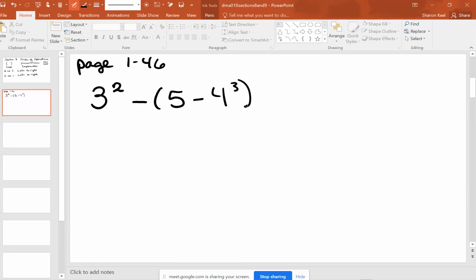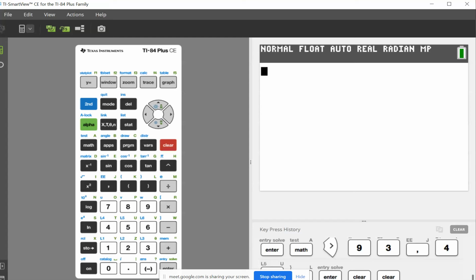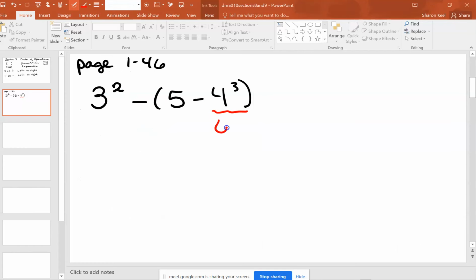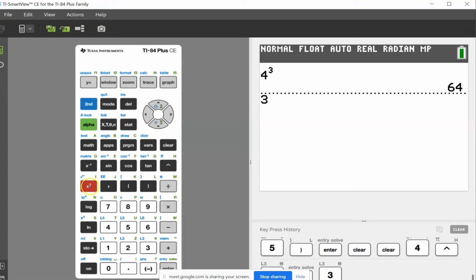Now, if I'm going to do this problem longhand, within the parenthesis here, we do have an exponent. So before I can do 5 minus, I've got to simplify the 4 cubed. So we're going to use our calculator. 4 raised to the third power is going to give us 64. So this number would be a 64. The 3 squared, 3 times 3 would give us 9.